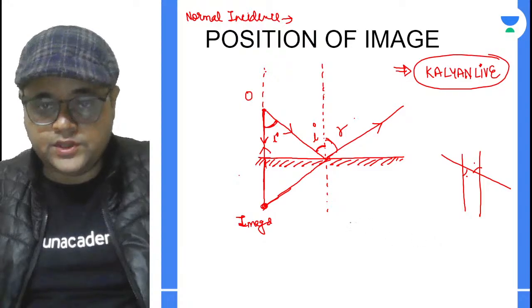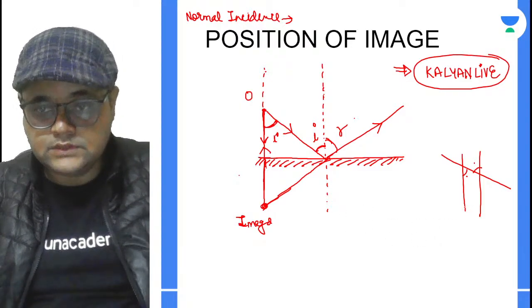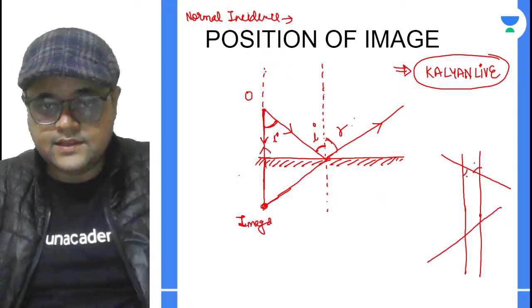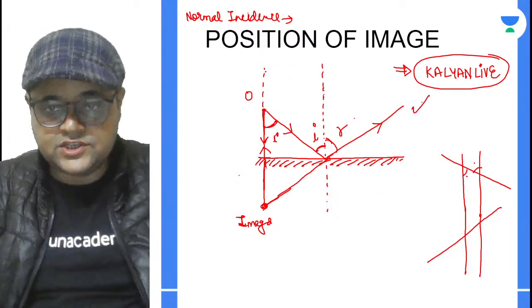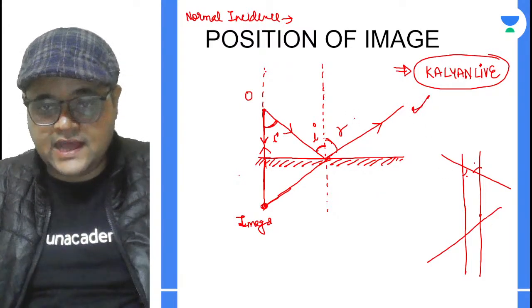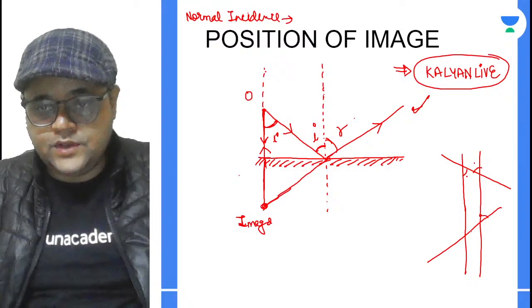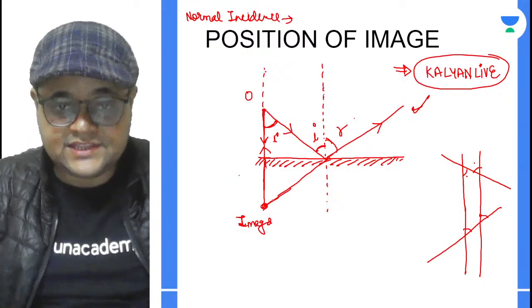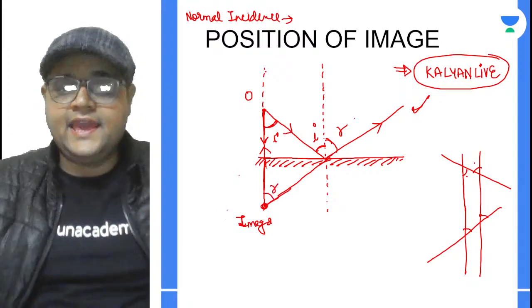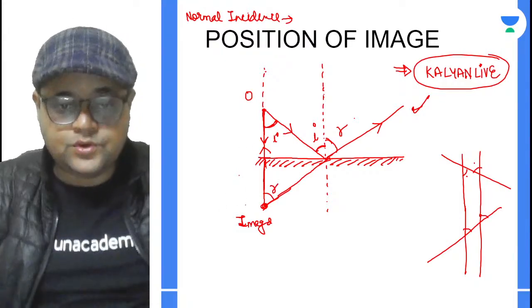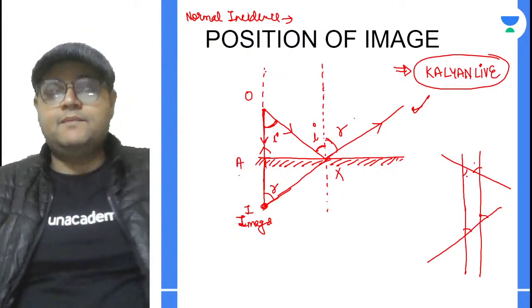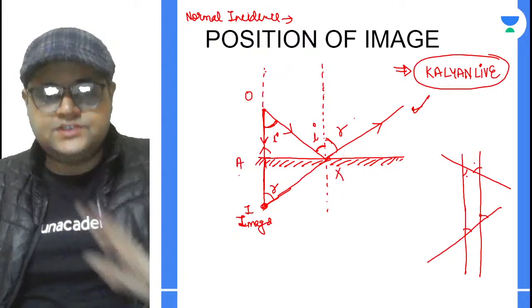Now just see one more thing. These two are parallel lines and this is a line. This one, I'm talking about this one. If this is R, this will also be R, corresponding angles. Let me name them. This is O, this is I, this is X, this is A. Okay. Now just see.